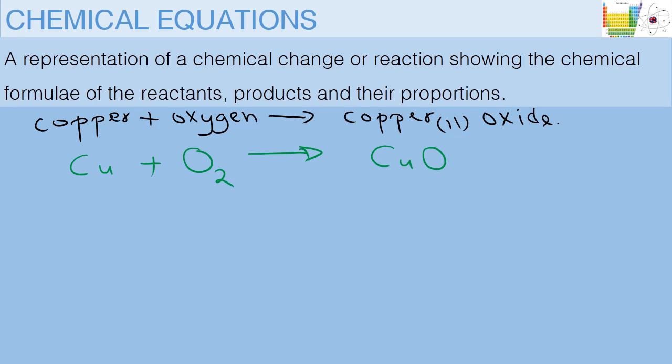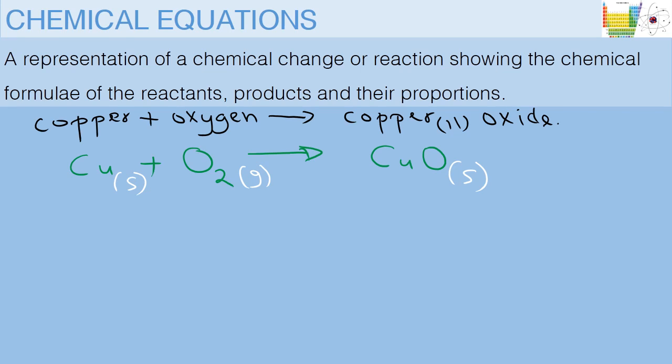Now the next step is to write the state symbols. The state symbol for copper is solid state, because it is a metal and it is a solid. For oxygen, it is a gas, therefore it is gaseous state. The product was a black solid, and therefore it is a solid. The next step is to balance this equation.